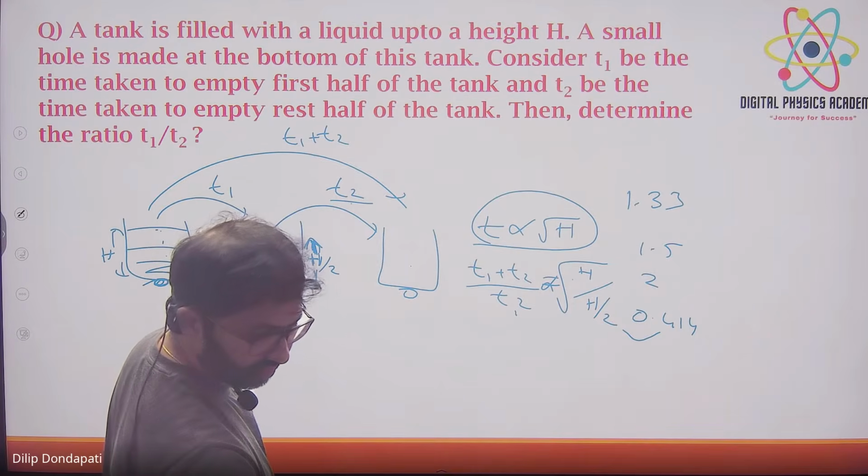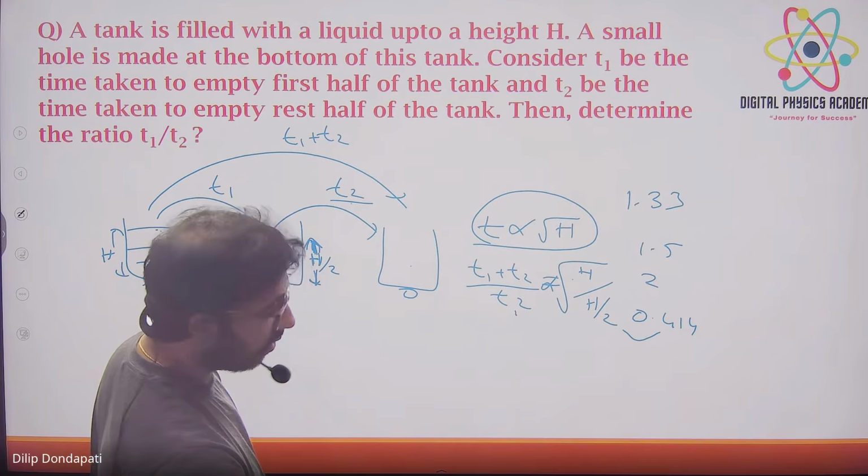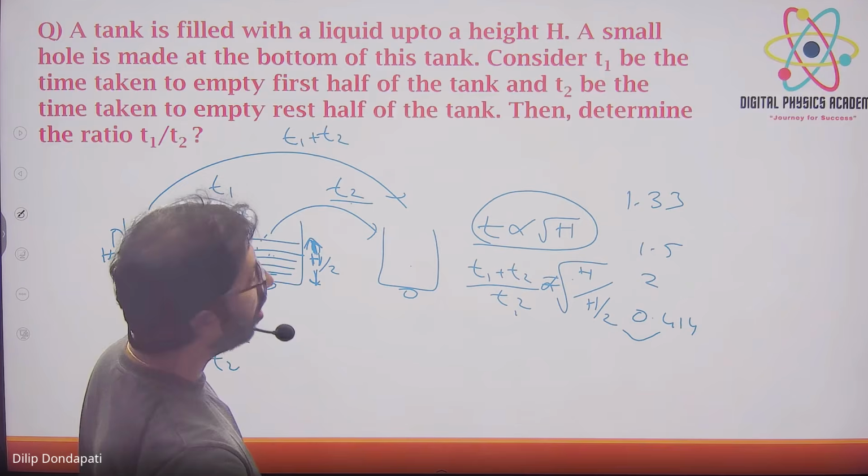If we solve, sir, you'll get it. I found t1 and then divided by t2. How did I find t1? The total time is t1 plus t2. So I took the total time, and then subtracted t2 from that to get t1. And then divided.